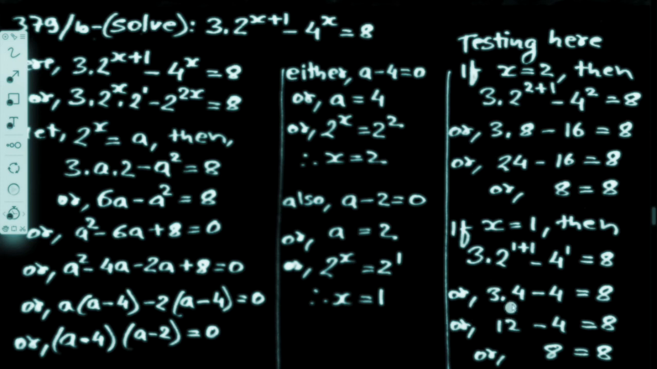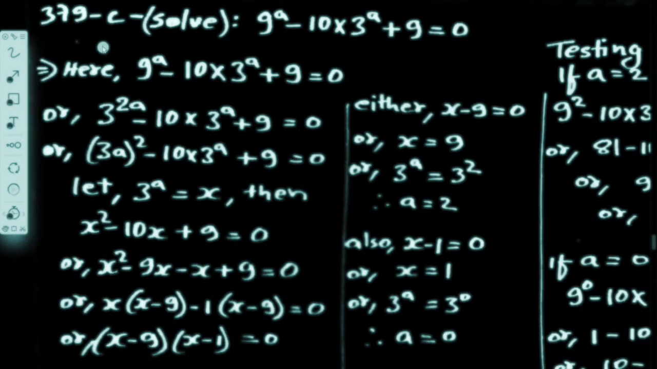Or 3 into 2 power 1 plus 1 means 2, 2 power 2 is 4. So 3 into 4 minus 4 power 1 is 4 equal 8. Or 3 into 4 is 12 minus 4 equal 8. Or 12 minus 4 is 8, 8 equal 8. It means that our second answer, x equal 1, also satisfies the equation. It means we get two answers, x equal 1 and 2. X equal 2 and 1, both are our right answers, and we solve this equation.